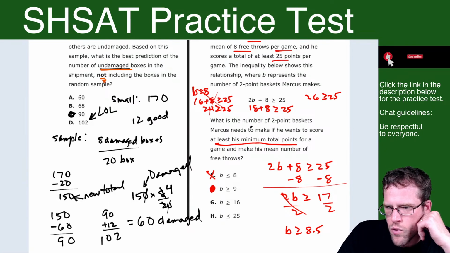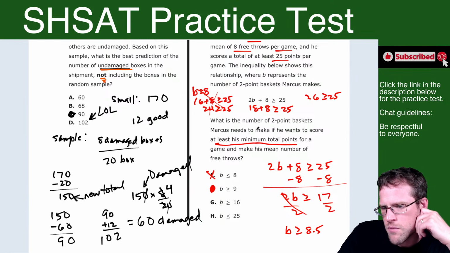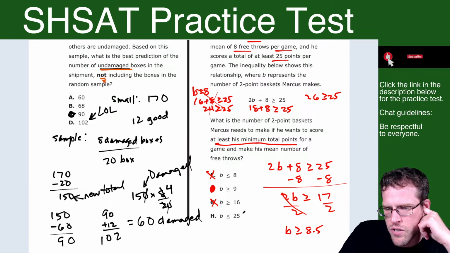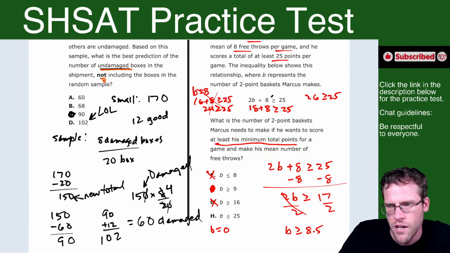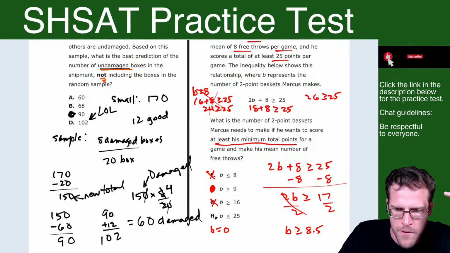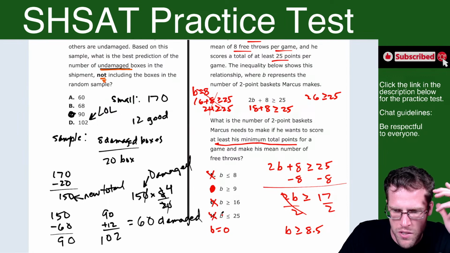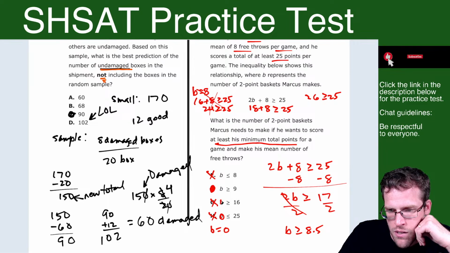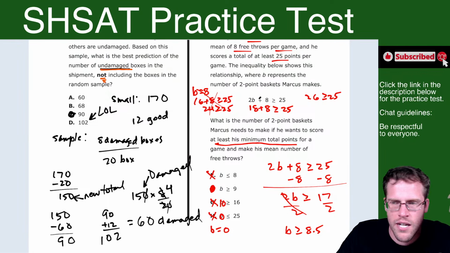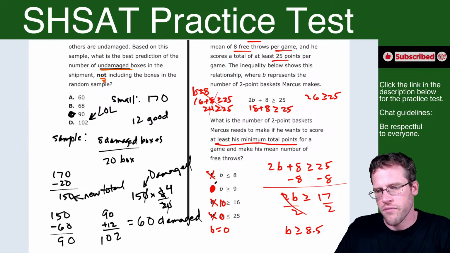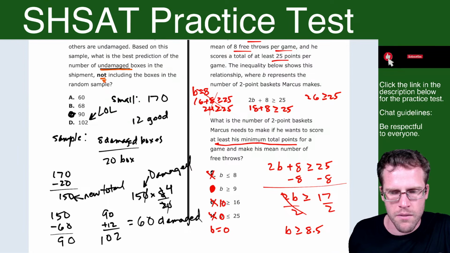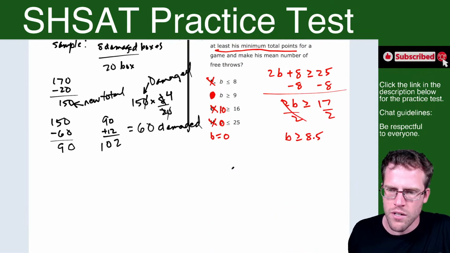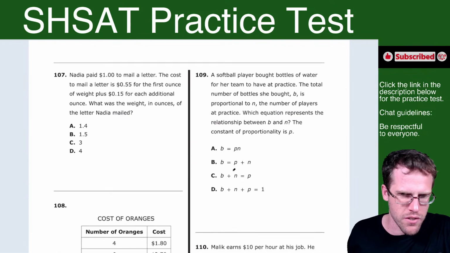So what is the number of 2-point baskets he must make? The problem with this one is it's not forgiving enough. And then B less than or equal to 25. If B was equal to 0, that's fine. But if he makes no baskets and just free throws, then he gets 8 points, which is not enough. So that's why this one's no good, because B equals 0 would satisfy this. But with this one, if he makes 10 baskets, 10 is not greater than or equal to 16, but 10 would be fine. He would have 28 points, which is more than 25. So the second choice here is our answer. It was one of those rounding situations.